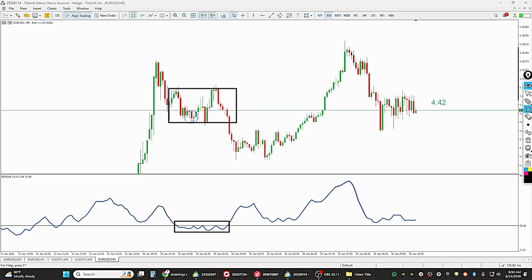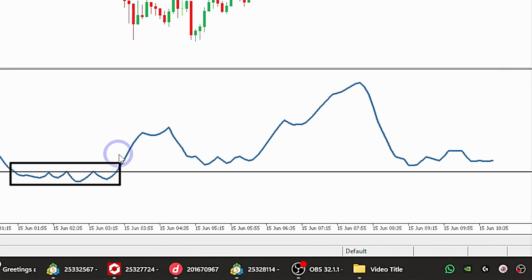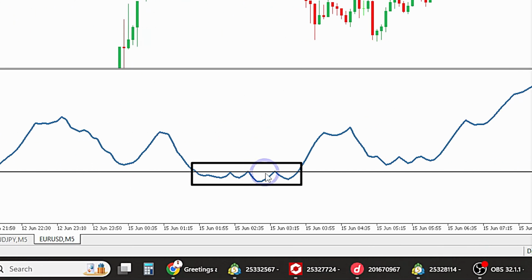That's a consolidation in the market. If you go below 25, that's a serious consolidation. And if this line, you can see the line here, this is the blue line I'm talking about, is below 25, which is level 25 of the ADX, then the market is consolidating. Stay away from the market at that time.